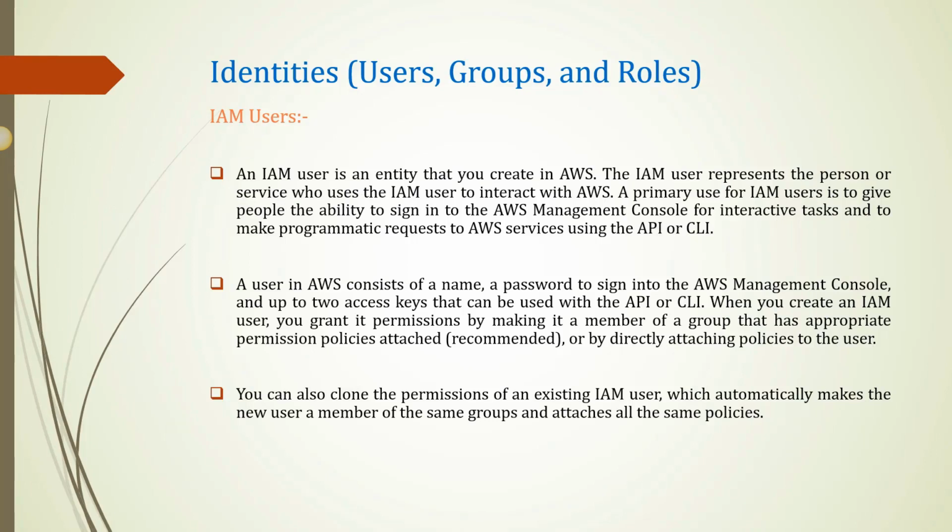Now let's talk about IAM users. An IAM user is an entity that you can create in AWS. The IAM user represents the person or service who uses the IAM user to interact with AWS. A primary use for an IAM user is to give people the ability to sign in to the AWS Management Console for interactive tasks and to make programmatic requests to AWS services using the API or CLI. A user in AWS consists of a name, a password to sign in to the AWS Management Console, and up to 2 access keys that can be used with the API or CLI.